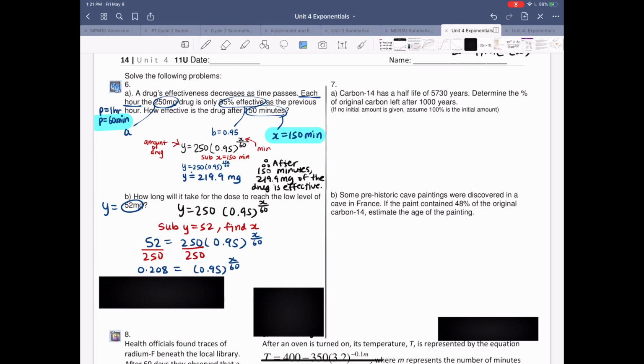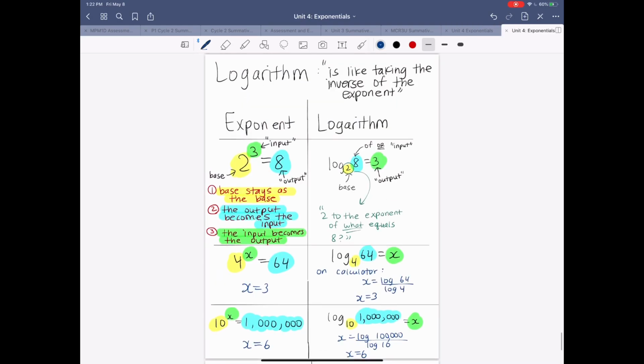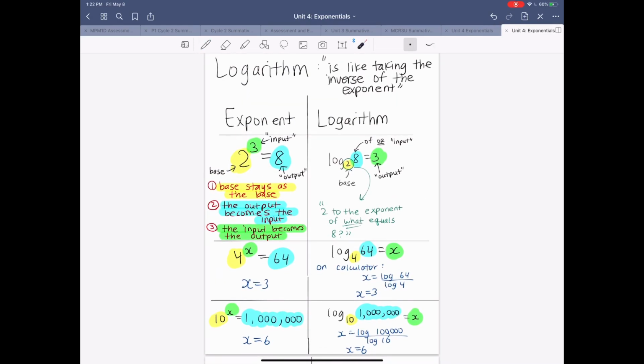But for those who are interested, I'm going to show you at least the log way. In terms of assessment, it's safe to say that the 3 methods of solving are what we're going to focus on, but I'm showing you this log way as an alternative to trial and error for those who really don't like doing the trial and error way, because it's hard to tell when you're right, or if you're close enough.